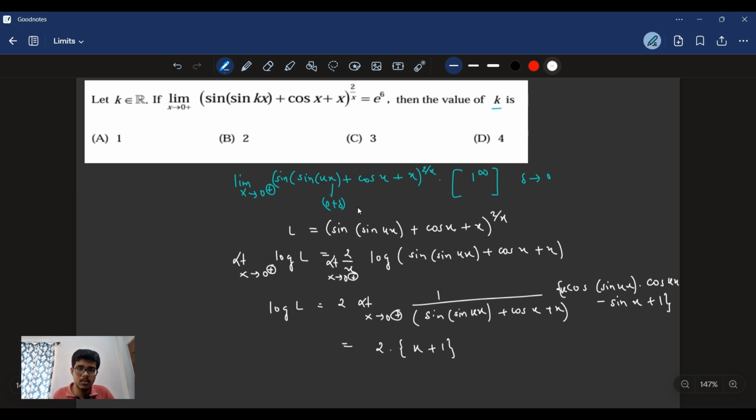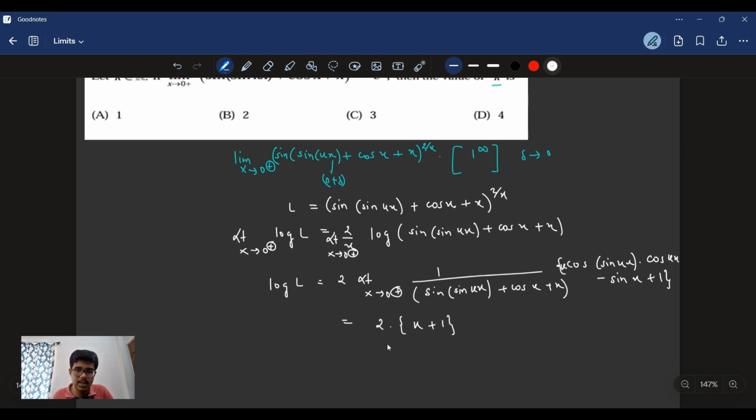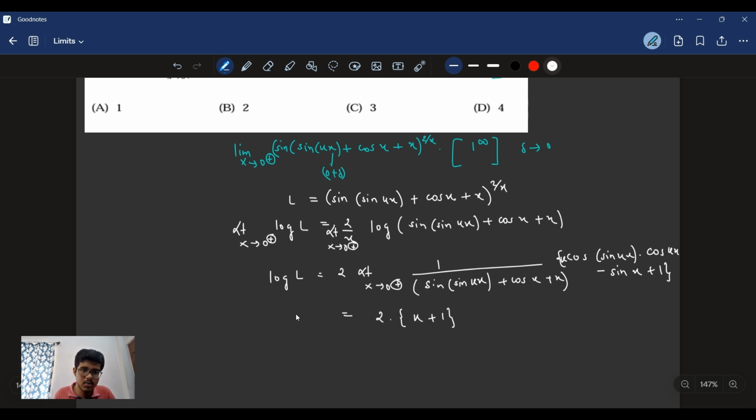Now there is an important thing. Here I have written this L equals this, and log of L equals this limit. Now we are getting log of L is equal to 2 times (k plus 1). Therefore L is equal to e to the power of 2(k plus 1).